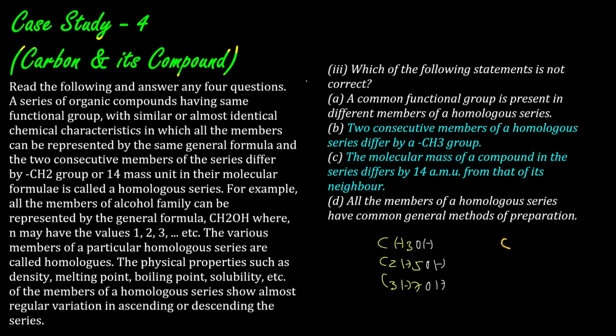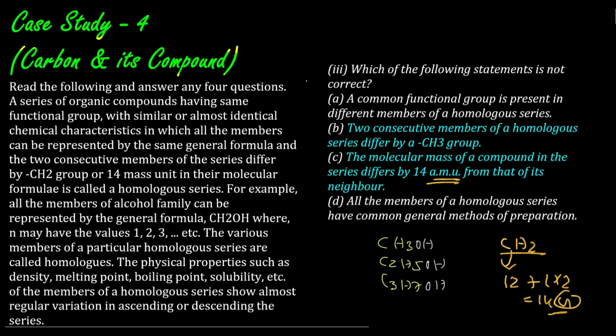The difference is CH2. So let's verify it. Carbon whose molecular mass is 12 and hydrogen whose molecular mass is 1. So 1 into 2 is 2, so it comes out to be 14 u. Now we use u for unified mass, not atomic mass unit. But anyway, the answer is correct.